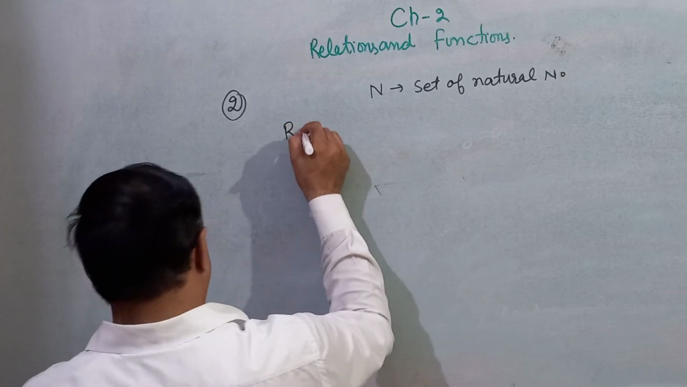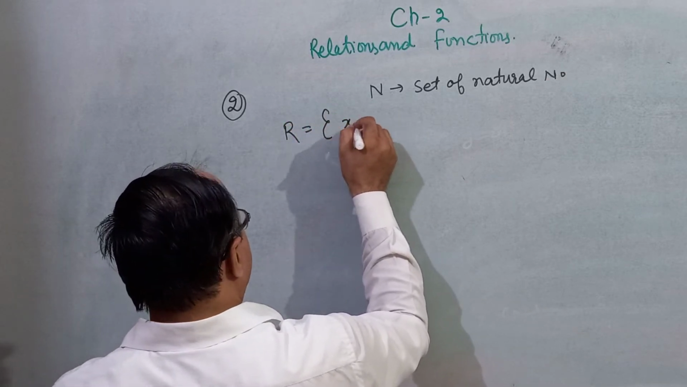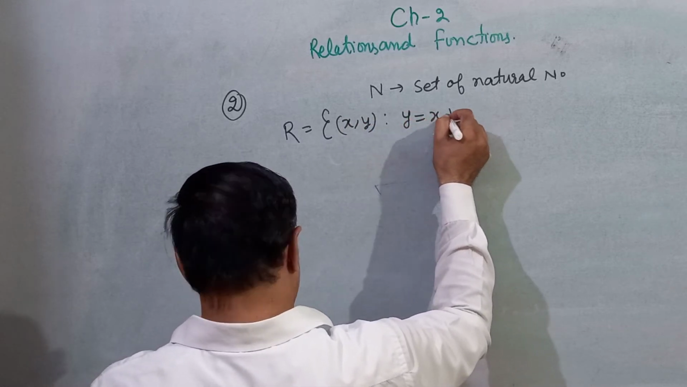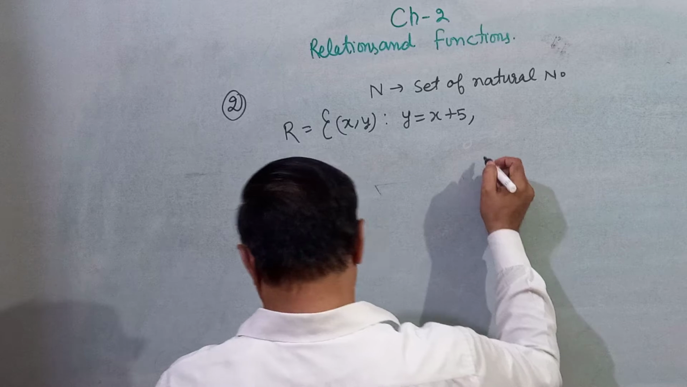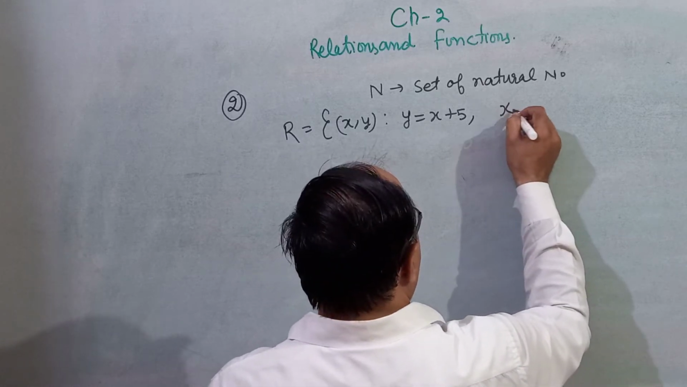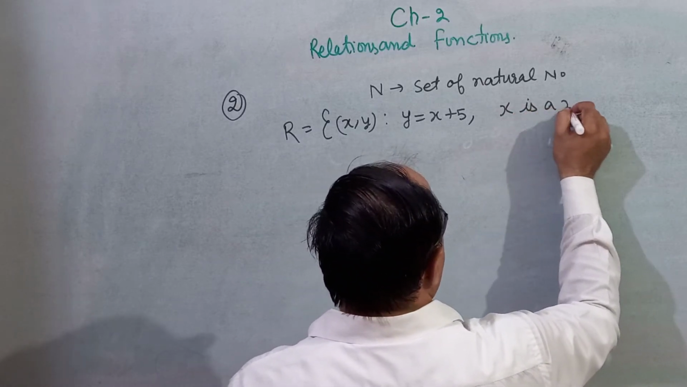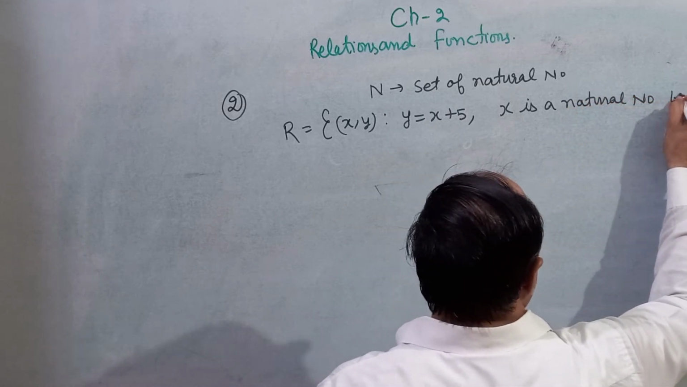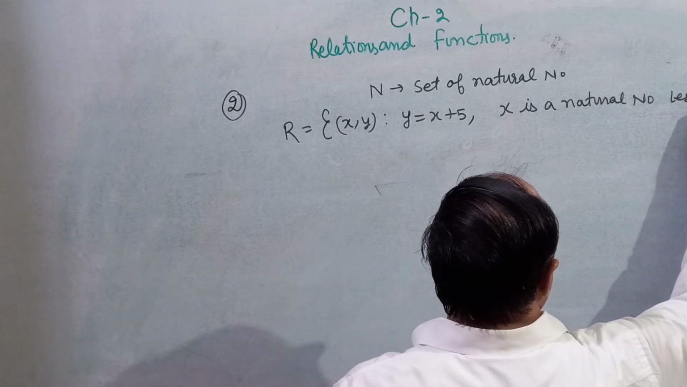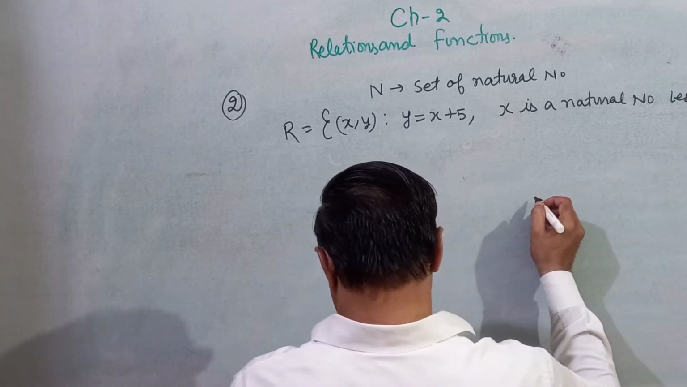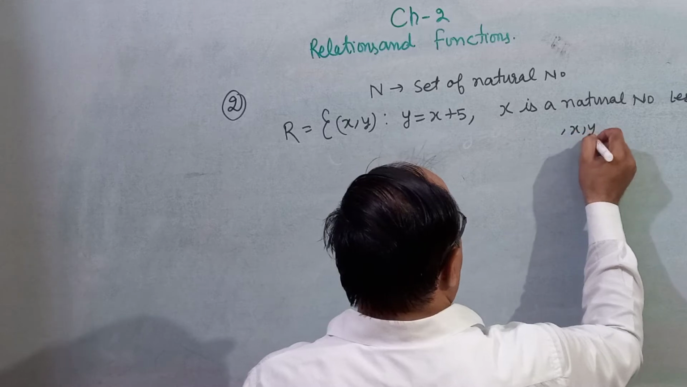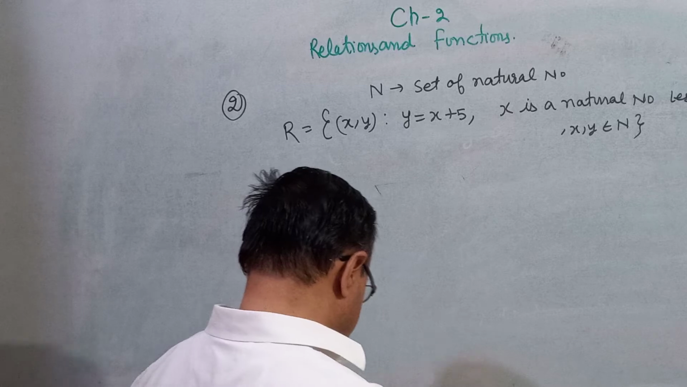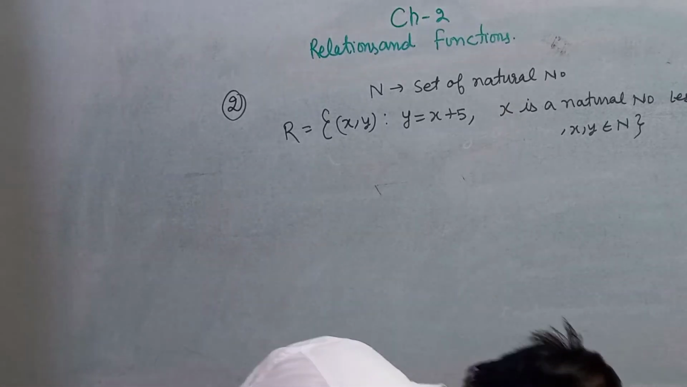The relation R is equal to {(x, y) such that y is equal to x plus 5, x is a natural number less than 4, and x, y belongs to natural numbers}. Write in roster form and find the domain and range.